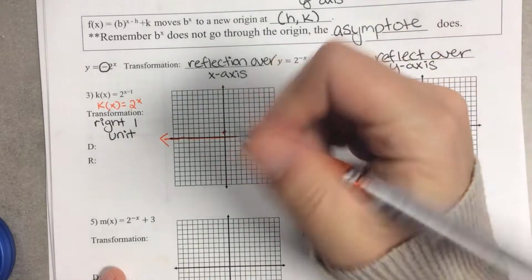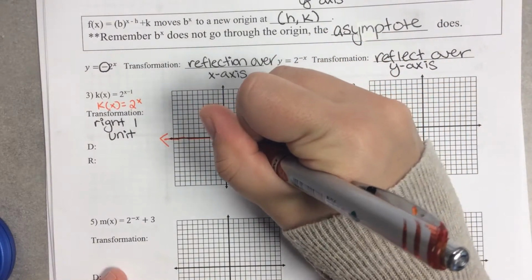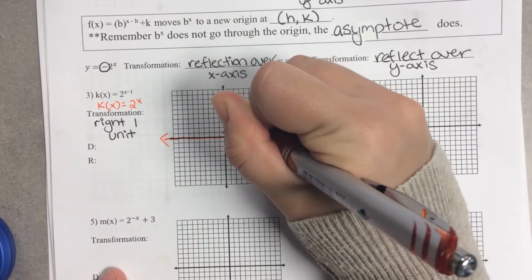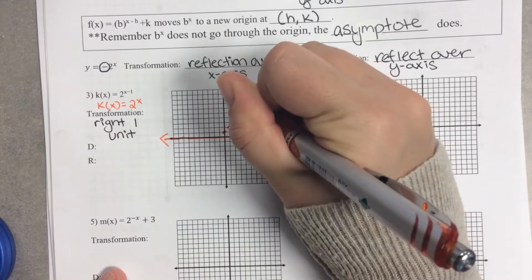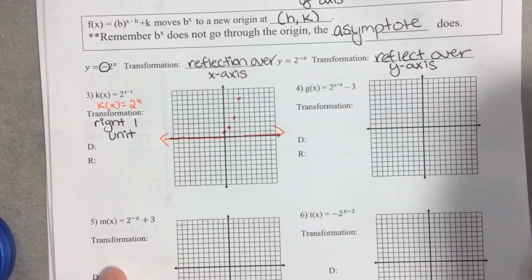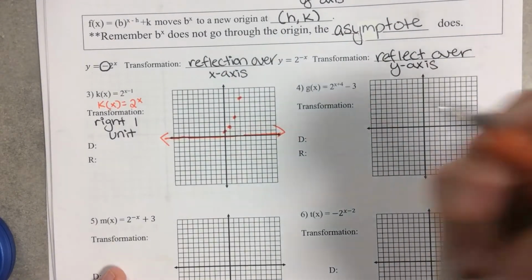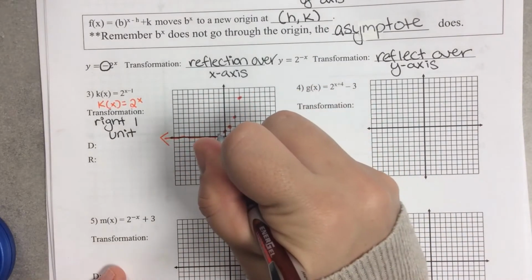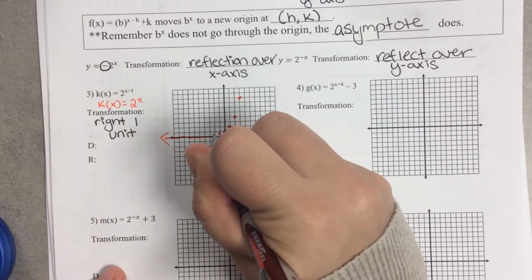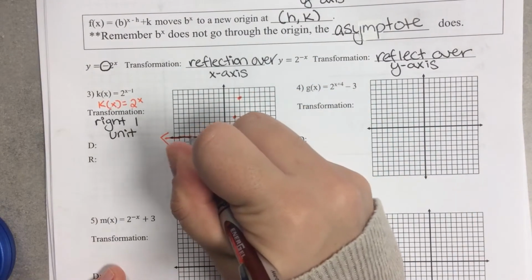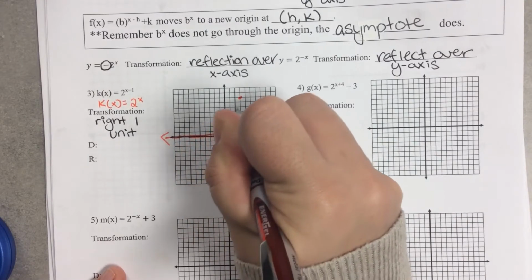And then as we move to the right, we're going to double. So 2 times 1 is 2. And then 4, and then 8. And if you don't remember those points, you can just grab those off of your graphing calculator. And then as we go to the left, we're going to cut those in half. So 1/2, 1/4. And we're going to connect those. So this is our parent graph.